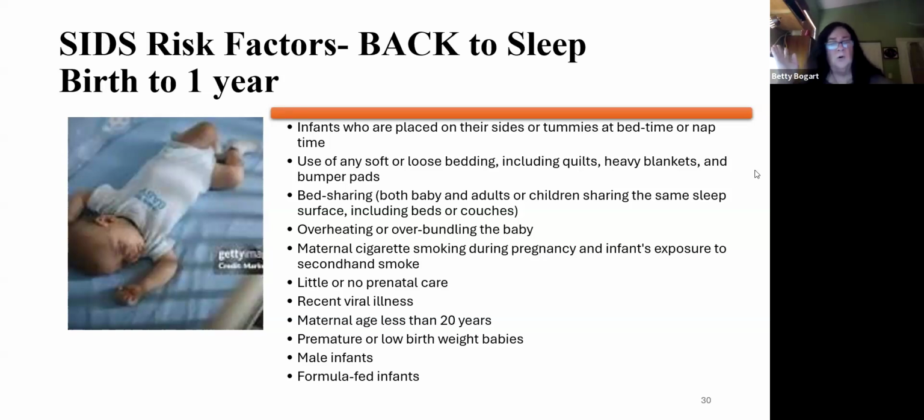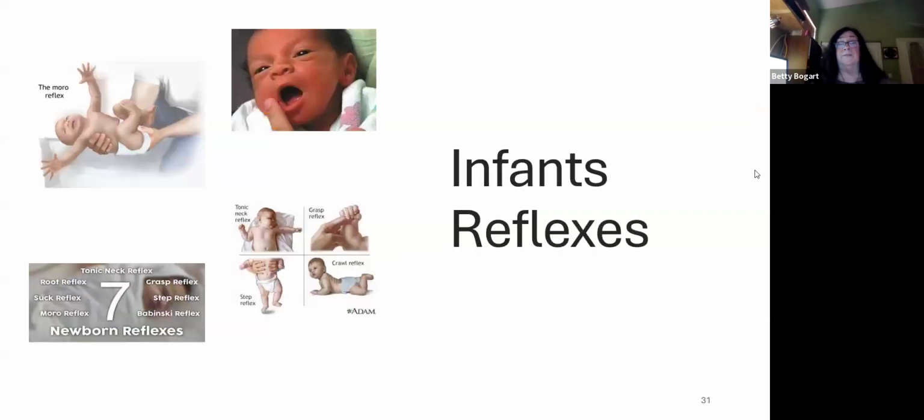And then, of course, premature and formula-fed babies are at increased risk for SIDS. And if you breastfeed, you've decreased the risk for SIDS. And male infants also are at increased risk.